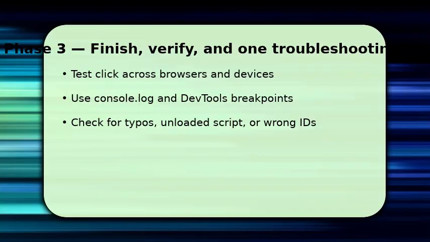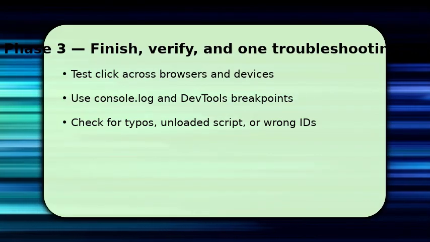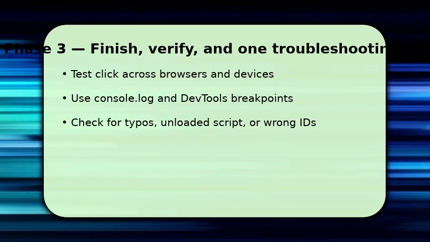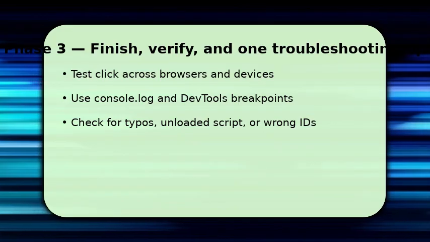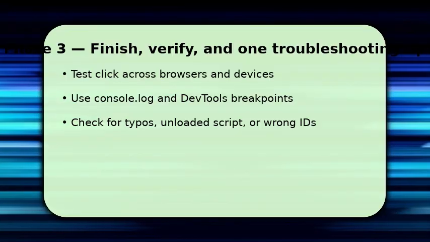If something fails, first open DevTools and use console.log and breakpoints to inspect variables and execution flow. This reveals common errors. Make sure your script file is loaded after the HTML element, verify the ID matches exactly, and look for typos. JavaScript is case-sensitive. If behavior differs in one browser, compare feature support or polyfills, and then iterate until it works.